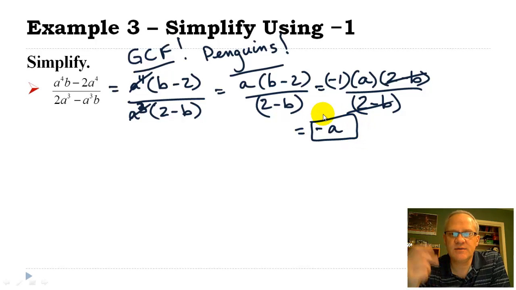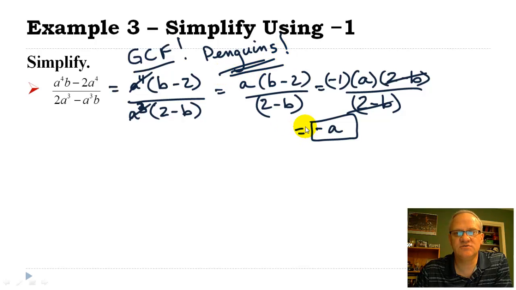Okay, so sometimes keep in mind when you're factoring this down, if they're close but the signs are wrong, you can take out that factor of a -1, and then cancel those, and then you've got whatever you had times a -1. Okay? So penguins, penguins, penguins.